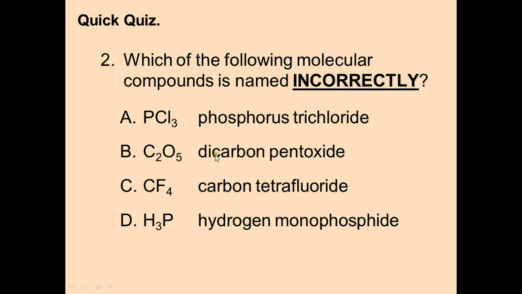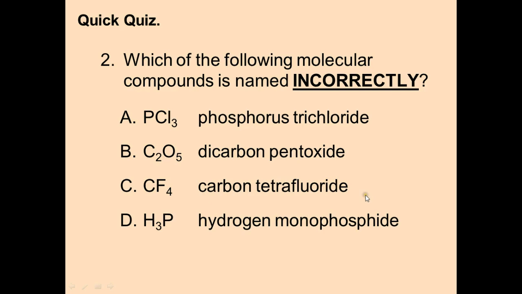So this one's correct. Then dicarbon pentaoxide. And di is correct, so carbon. And then we have pentoxide. So penta is 5. And then oxide is correct because it's oxygen. And then we have carbon tetrafluoride. So carbon's correct because we have assumed mono here. Tetra is 4. And then fluoride is also correct because it's fluorine and it has an -ide ending.